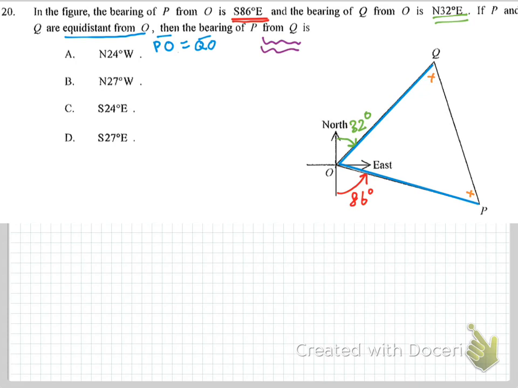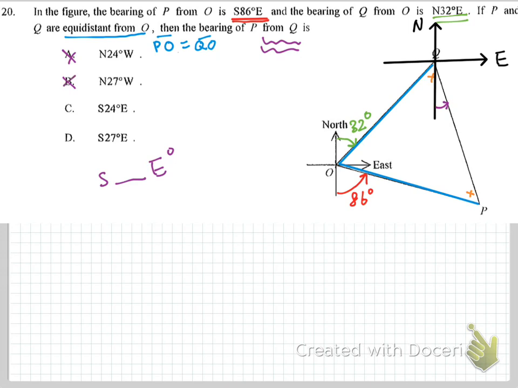Alright, so let me put back the north, east, south, west direction around Q. So this is Q, the north, east, south, west around Q. This is north, this is east. We want to find the bearing of P from Q. So that would be this particular purple angle. Alright. So if you look at the quadrant here, it must be south certain degrees east. Am I right? It is in the southeastern direction. Point P is at the southeastern-ish direction to point Q. Alright. So it must be south something east.